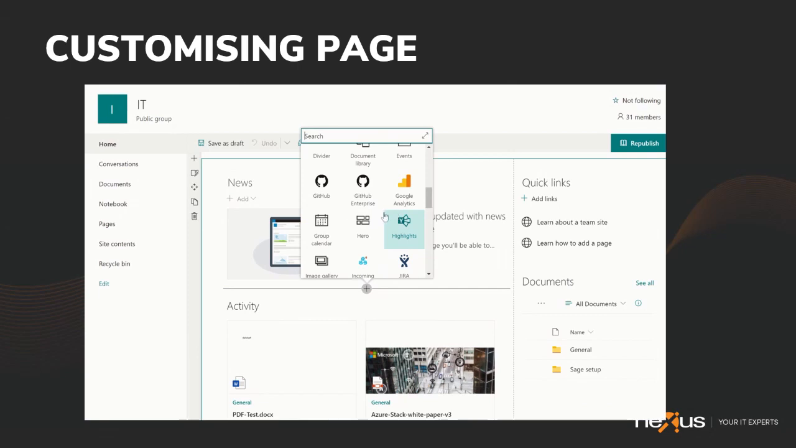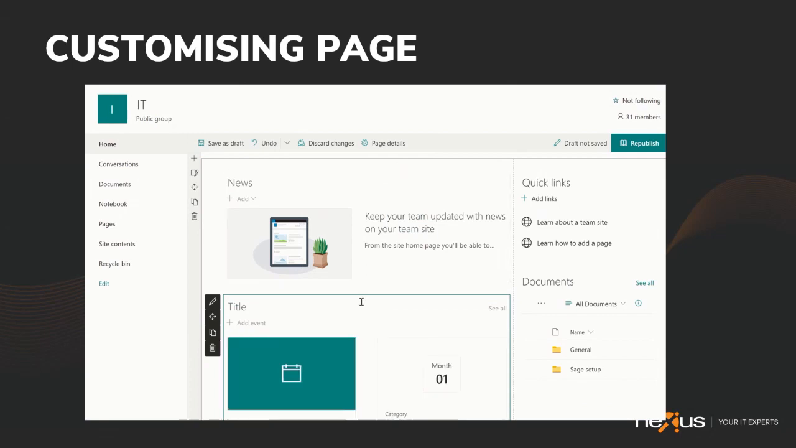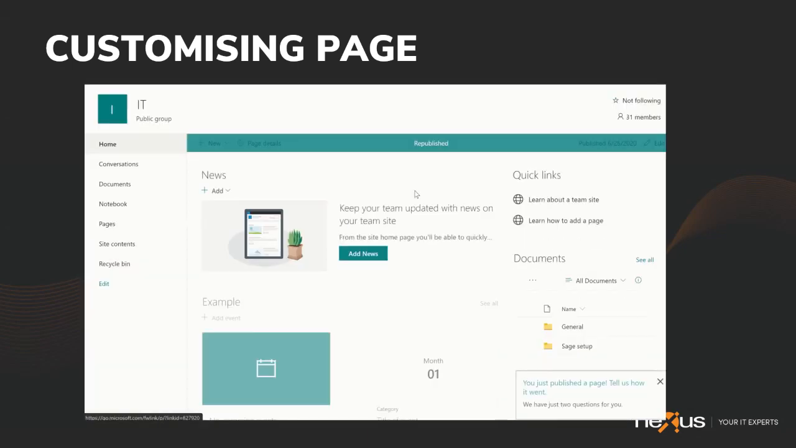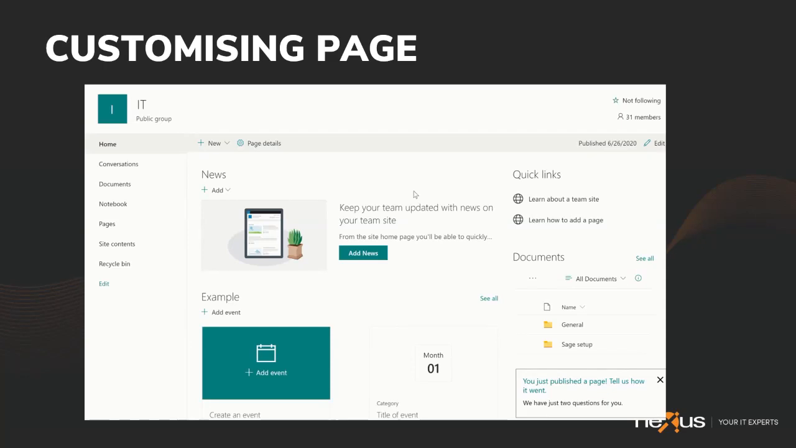So as you can see, there's a good few web parts that we can choose from here. Let's just go for events for now and add that onto the page. You can add a title to your web part, and there are other options you can set as well. But yeah, adding web parts, pretty straightforward. And there we go. We published the page and all is good.